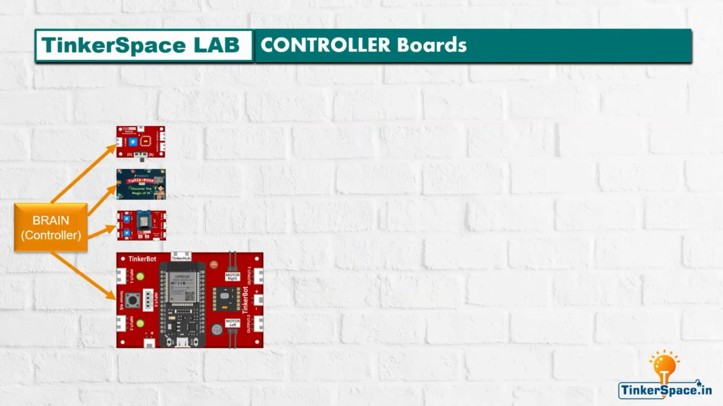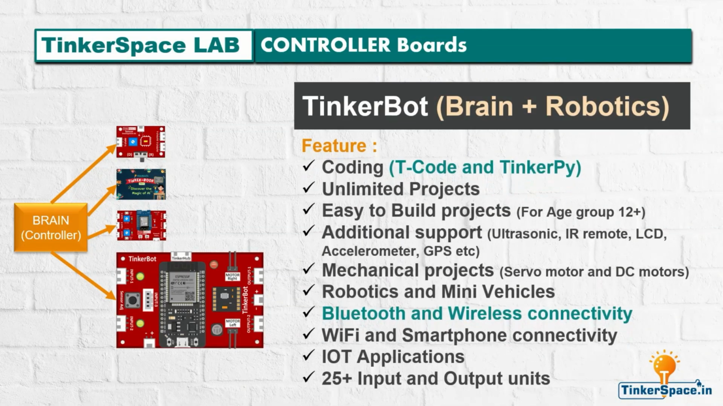Finally, we have the TinkerBot brain board, which is a combination of the TinkerSpace brain board with robotics applications. It includes all the features that the TinkerSpace brain board has. Additionally, we have the options for robotics and mini vehicles. This also supports Bluetooth and wireless connectivity, and we can carry out IoT applications like controlling a robot using a smartphone. With this brain board, we can connect more than 25 input and output units.